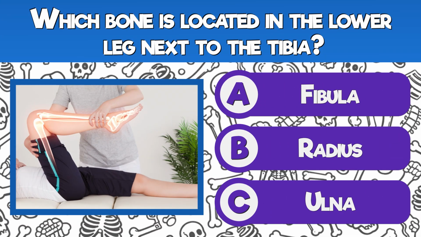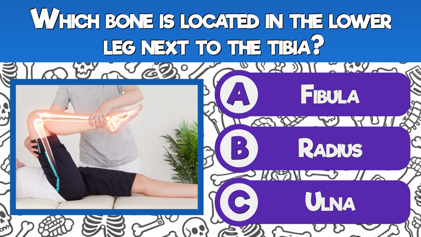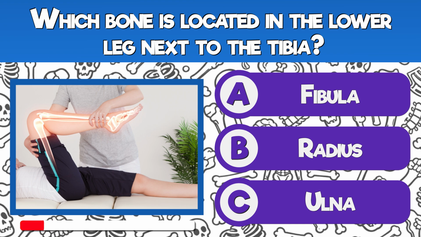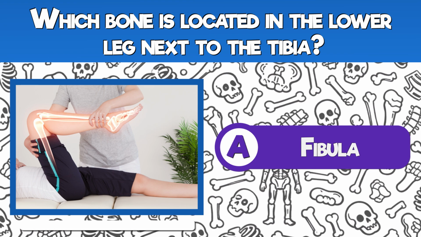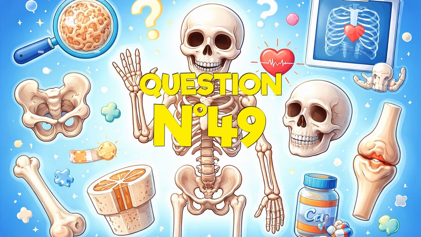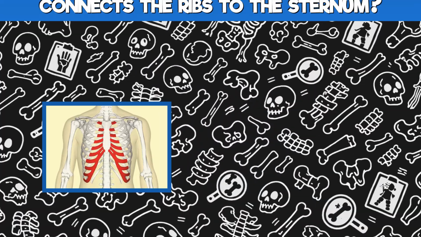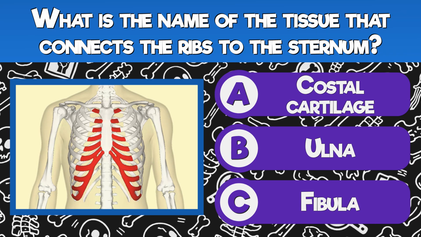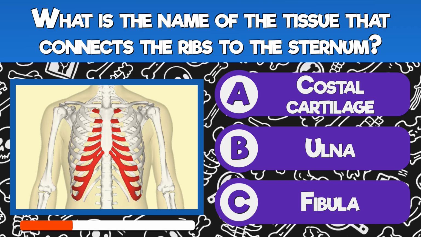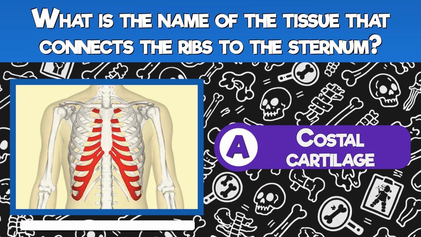Which bone is located in the lower leg next to the tibia? The fibula. What is the name of the tissue that connects the ribs to the sternum? Costal cartilage.